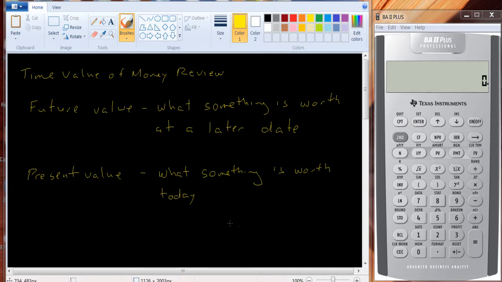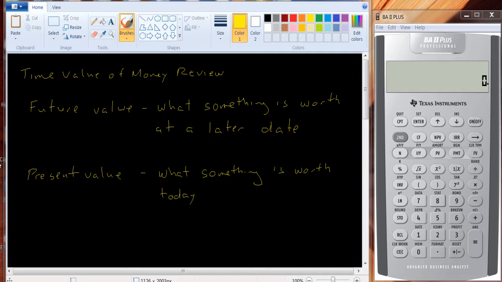Now, you should recall that there are two basic things we're interested in with time value of money. The future value of something, and that's what something is worth at a later date. So if you get $100 today, how much is that going to be worth in 5 years or 10 years or 25 years? Or perhaps you're saving $10,000 a year for your retirement. How much are you going to have in your account 30 years from now when you retire? That's a future value.